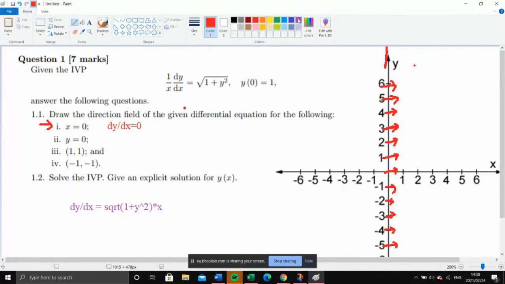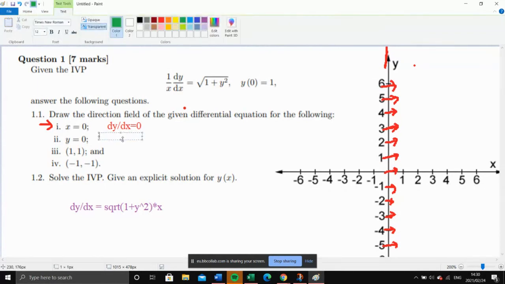So for the next one, let's pick a new color. Then I'm told that when y is equal to 0, what do I get? I get that dy/dx is equal to the square root of 1 plus 0 squared. So this is all going to become the square root of 1 multiplied by x. So that is when dy/dx is equal to x. So all the way along the line y equal to 0, so all the way along my x-axis, I'm going to have that dy/dx is equal to x.